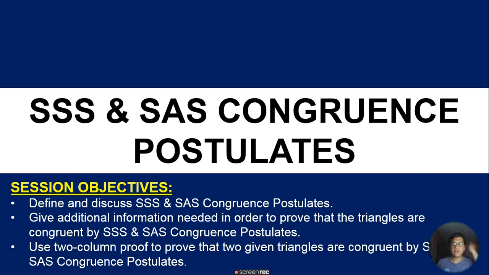What we're going to talk about today is the SSS and SAS congruence postulate. Our session objectives for today are as follows. The first one is to define and discuss SSS and SAS congruence postulates, and then give additional information needed in order to prove that the triangles are congruent by SSS and SAS congruence postulates. And then later, we are going to use two-column proofs to prove that the two given triangles are congruent by SSS or SAS congruence postulates.